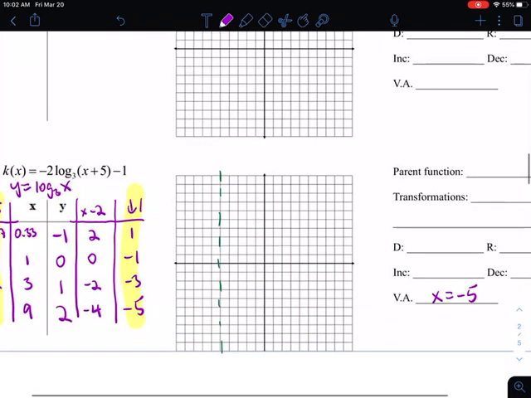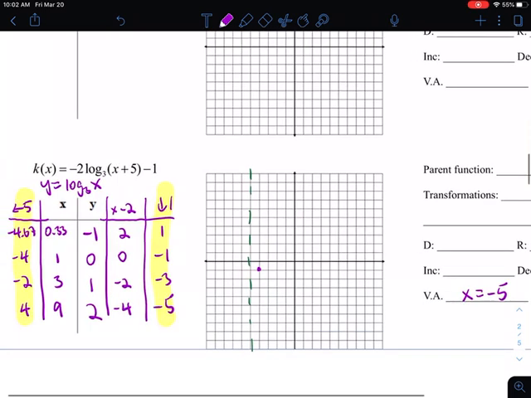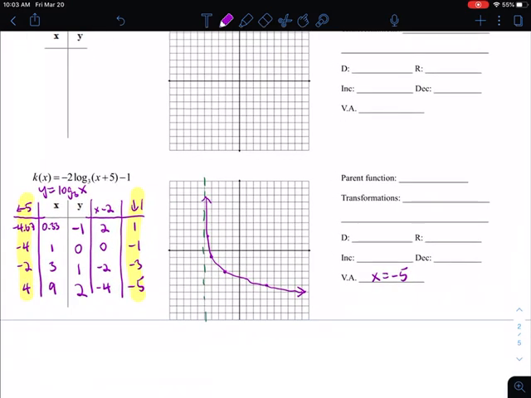Let's graph our points. I'll start with negative 4, negative 1; negative 2, 1; 2, 3; and then 4, comma, negative 5, 1, 2, 3, 4, 5. The last one is going to be somewhere over here. Now we can connect our points. Something like that should be good. Then I'll let you fill in the rest of these key features. This is log base 3 of x.